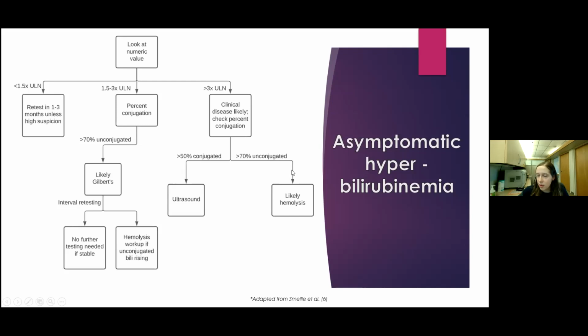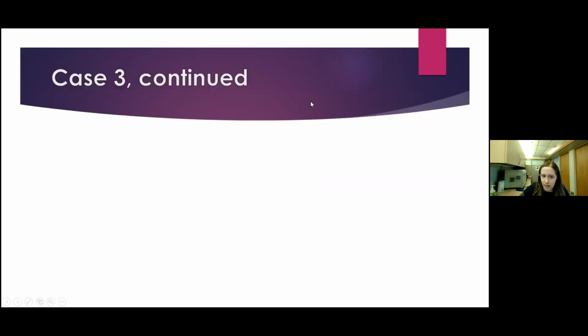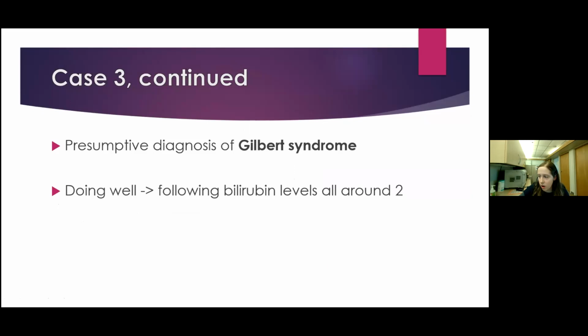And so for our particular patient, he was in this more mild category. Most of his bilirubin was unconjugated. So you would start with that conjugation step. And so would not need to go down this pathway, assuming things are stable for him. And in his case, again, he has a presumptive diagnosis now of Gilbert syndrome. And on interval retesting, his subsequent bilirubins have all been around 2. So reassuringly very stable, and he does not need further workup.